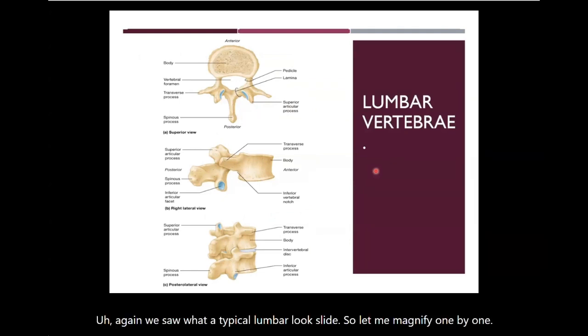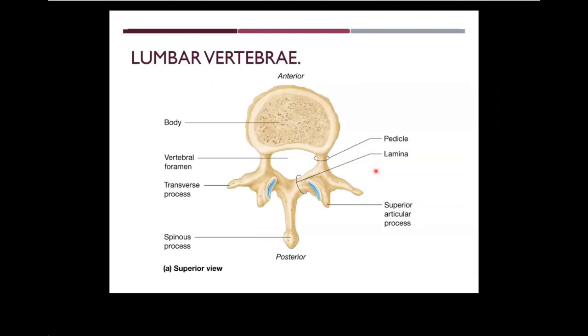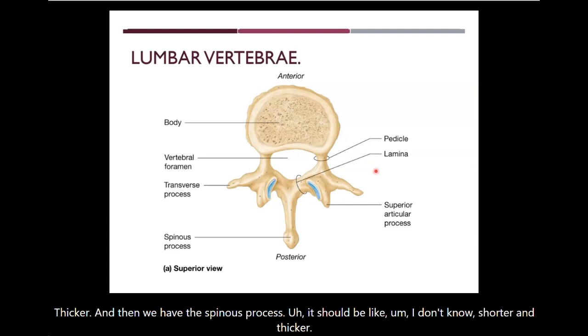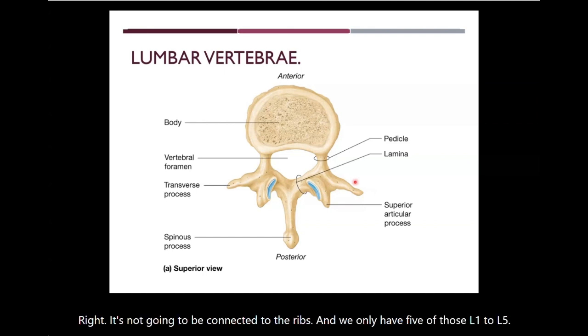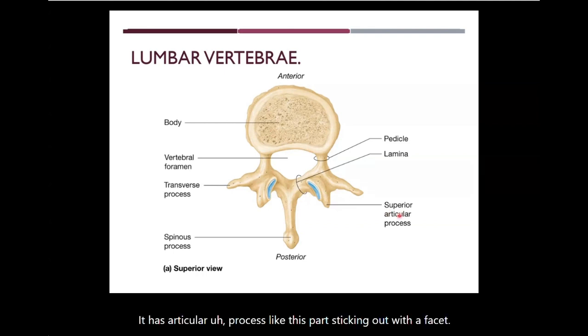And then next we have the lumbar. Again, we saw what a typical lumbar looks like, so let me magnify one by one. Everyone, do you see the body got even bigger, right? Thicker, and then we have the spinous process. It should be, I don't know, shorter and thicker. And then does the lumbar vertebra have transverse process? Yes. Does it have a facet? No, right? It's not going to be connected to the ribs, and we only have 5 of those, L1 to L5. It has articular process, like these parts sticking out with the facets, and these are the facets that they're gonna come together, right?